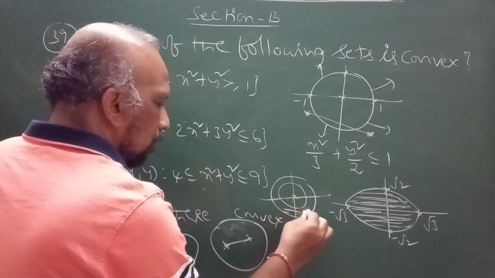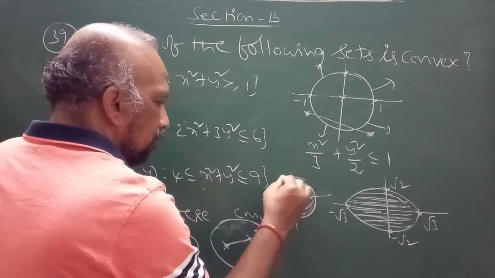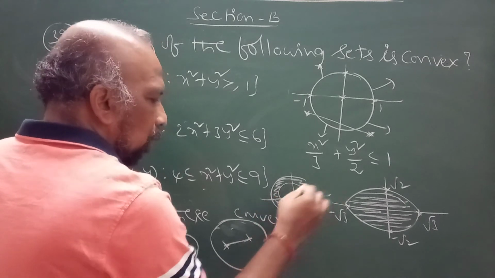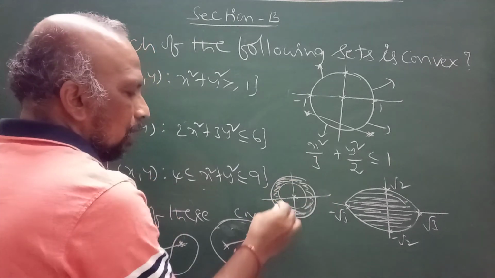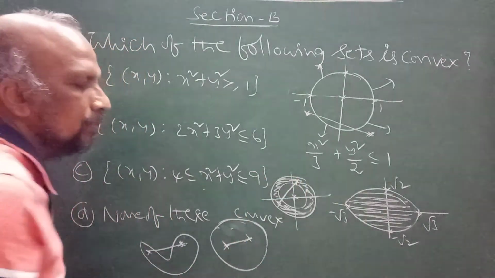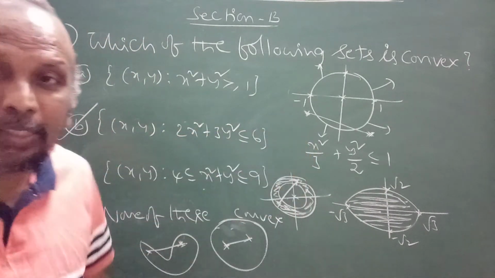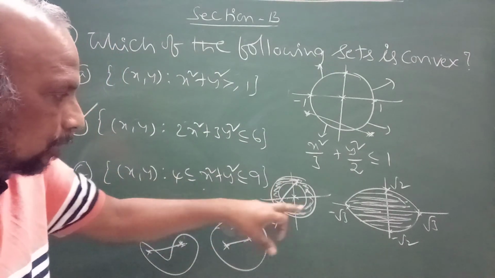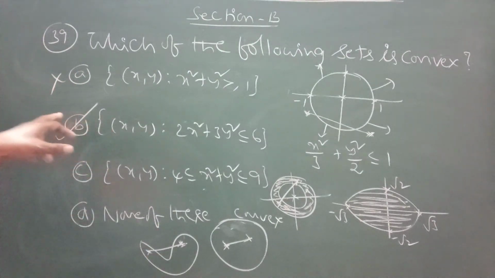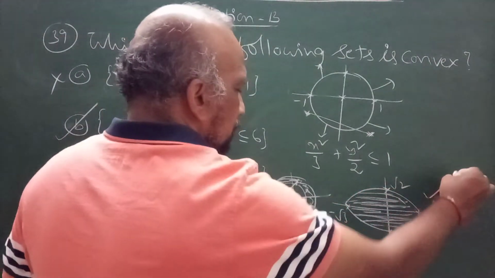This is the region. If you take 1 point and another point and join them, the line won't be inside the region. So the given region is these concentric circles, the ring part. So it is not convex. So the only convex one is option B.